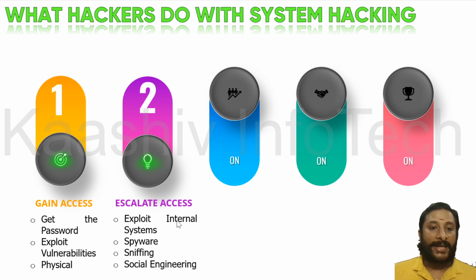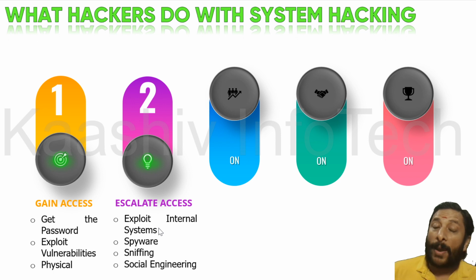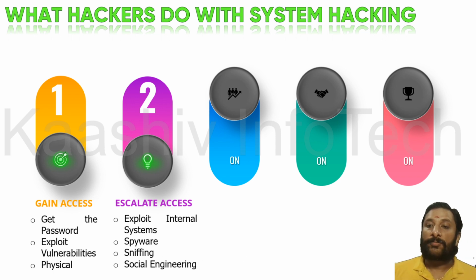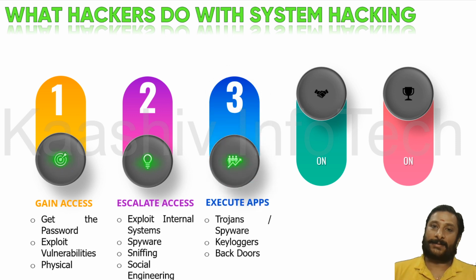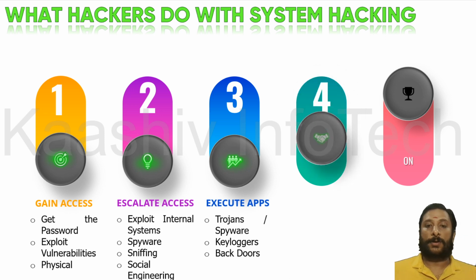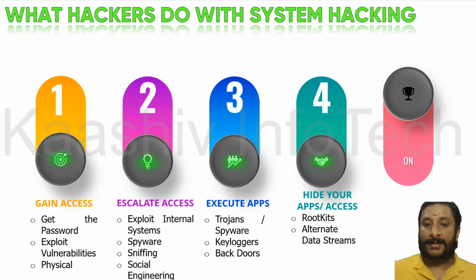Next, exploit the internal systems. By sniffing the systems, using spyware or social engineering, they will try to escalate the access and execute apps in the system. So I'm trying to execute my virus in it: Trojans, spyware, keyloggers, backdoors. These are the areas. Then hide your apps and access. Once I gain access, escalate the access, execute the app and hide it. These are the steps done by the hacker.